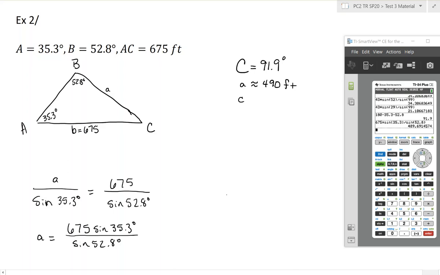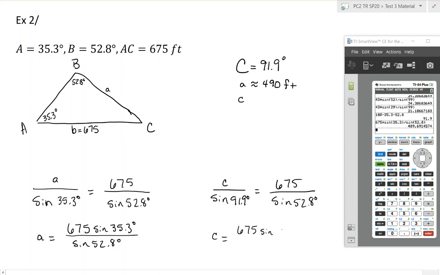And for c, we're going to end up with the same type of process. So little c over the sine of 91.9 degrees is equal to, let's use our b, 675, just like we did before. Just trying to avoid any round off error.